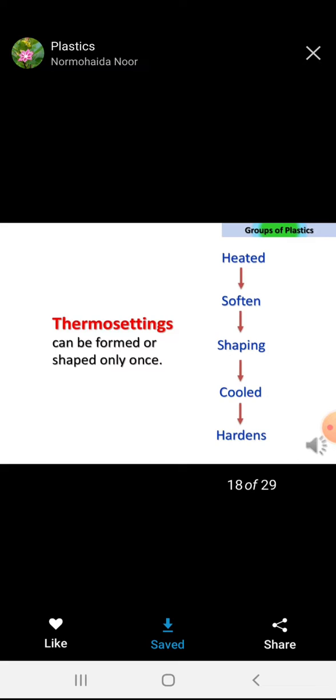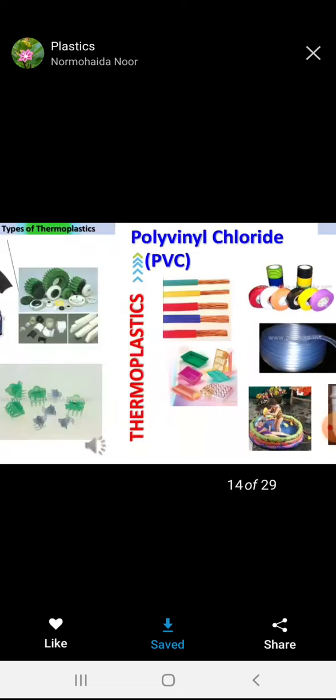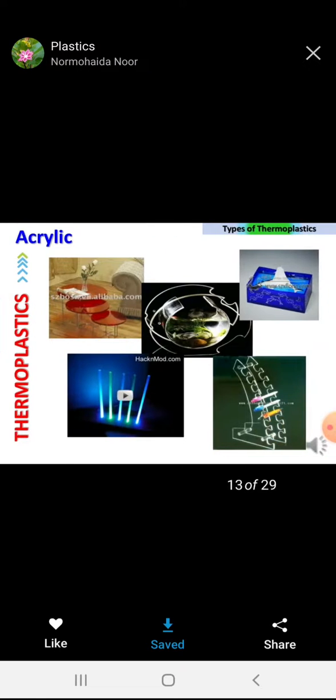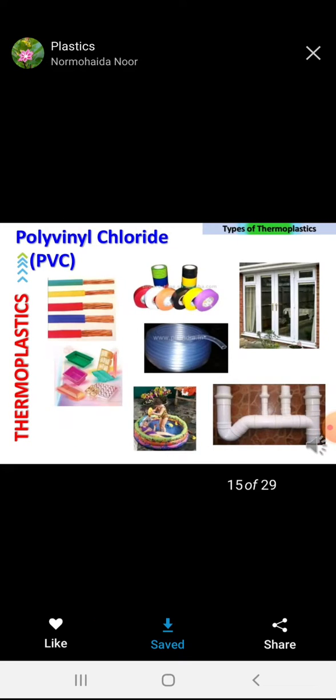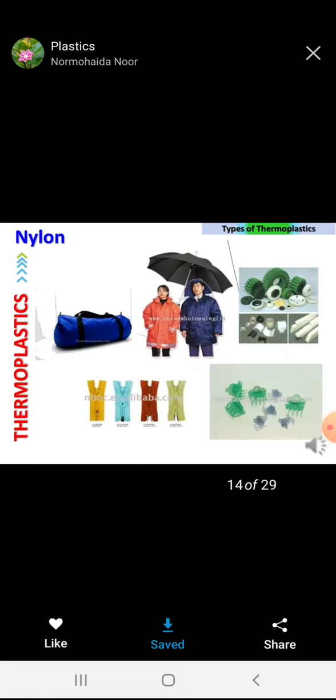So the plastic is heated and softened. After softening, shaping is done, and then it is cooled. Thermosetting plastic can be formed or shaped only once. These are the types of thermoplastic.